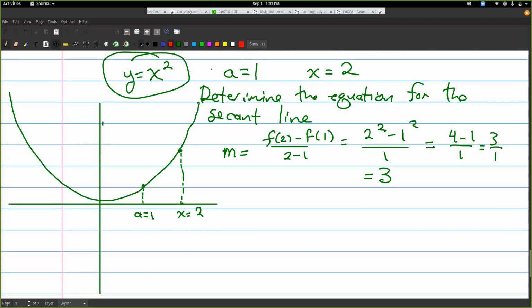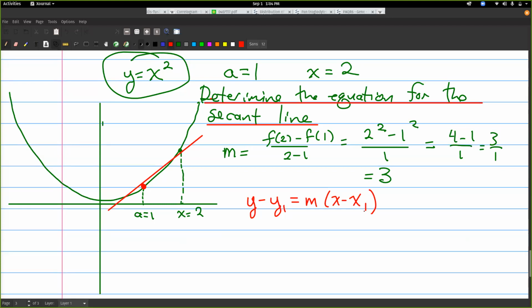But we want to do a little bit more. We want to determine the equation for the secant line. So I tried to get you ready for this last time because we talked about the point slope form of a line. When you know a point and also know the slope of the line, you can write down the equation using the point slope form. The formula is like this: y minus y1 equals m times x minus x1. This is the point slope form of a line. You can Google that if you want to.